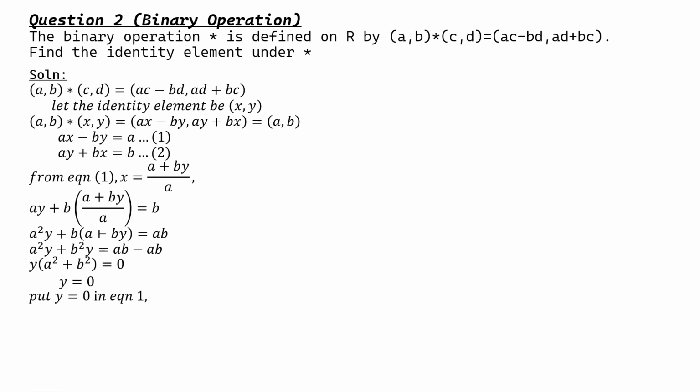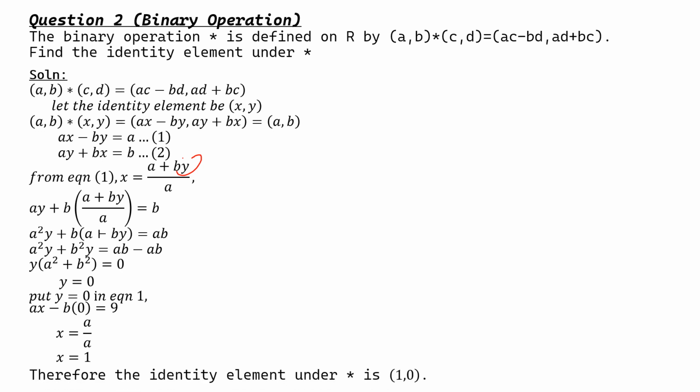Now you put 0 in equation 1. Or you can simply put 0 into this. So wherever you see y, you place 0 there. And you have x equals a on a. So x equals 1. Simple. So we can say the identity element of this operation star is what? 1, 0. Simple.